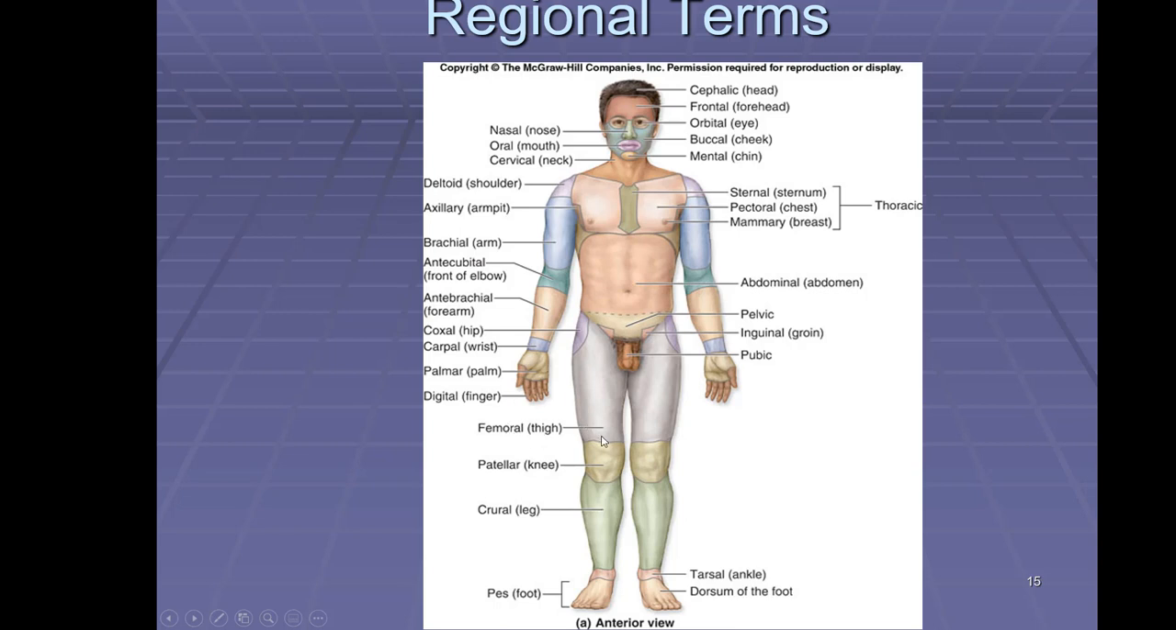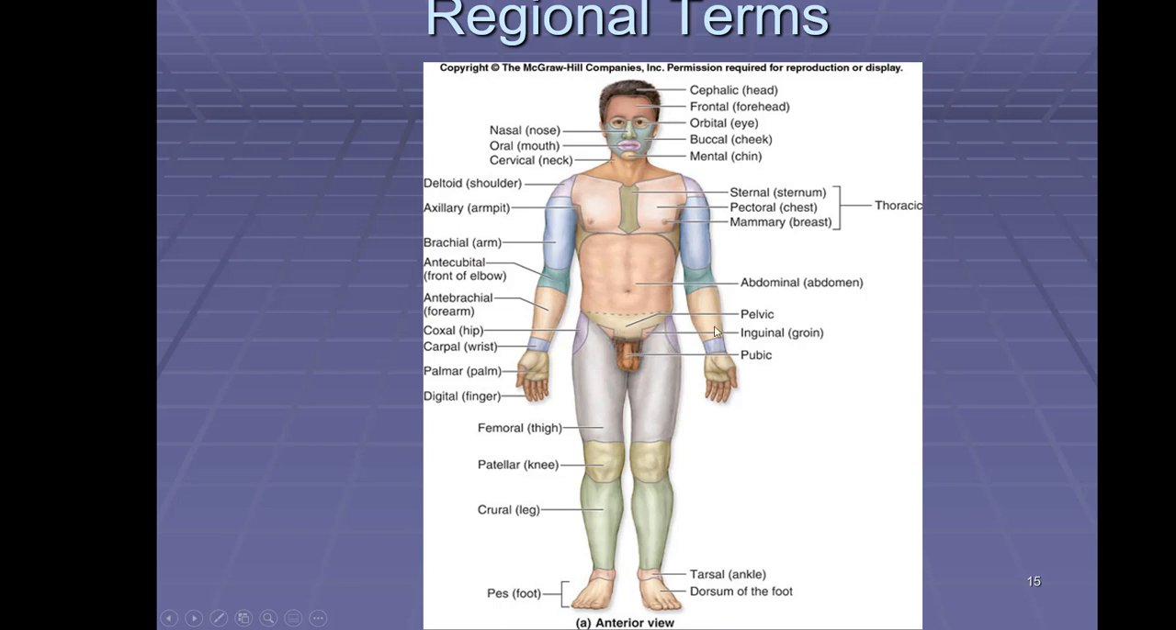Femoral means the thigh region. Patellar means the front of the knee, where the kneecap is. Crural means the lower leg. Sometimes another term is used here, sural, S-U-R-A-L. So crural or sural mean leg. Pes means foot. Sometimes ped, like pedal, P-E-D, is used also. Dorsum of the foot means the top of the foot. Tarsal means the ankle. Pubic, where the reproductive organs are.